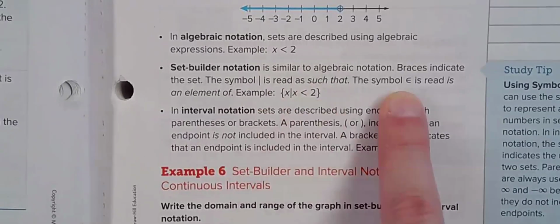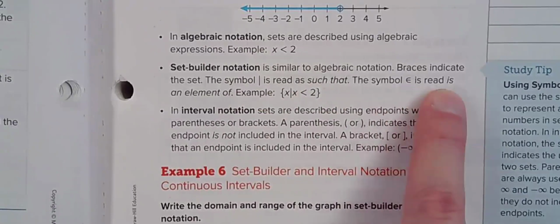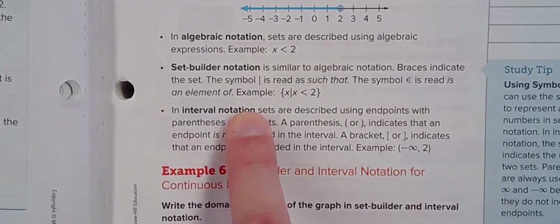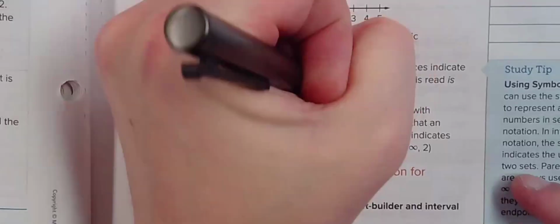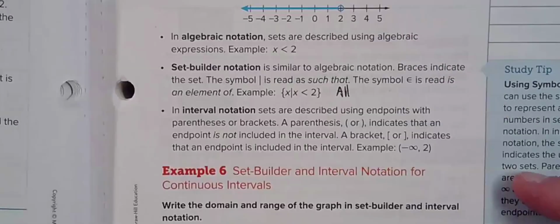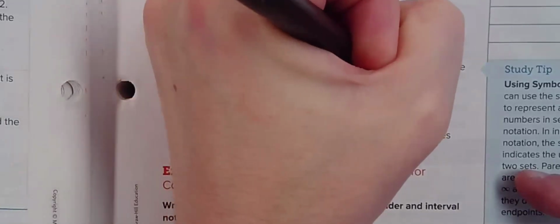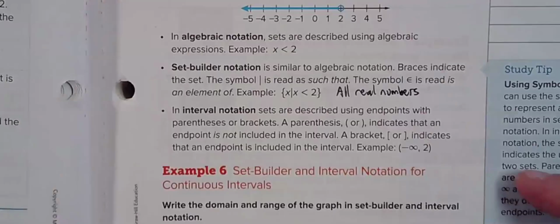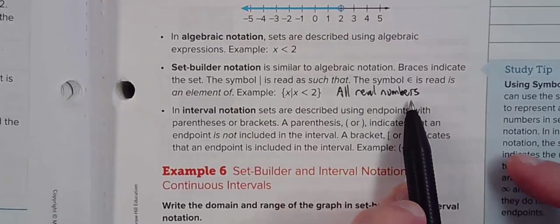And then you're going to also see this symbol here. It's kind of like a capital E, but curved with the middle line on the E as well. This is read as "an element of." I'm going to give you an example here. Write this down: all real numbers. This is how we would write it for algebraic notation, right? If it's all real numbers, we just write the words all real numbers.